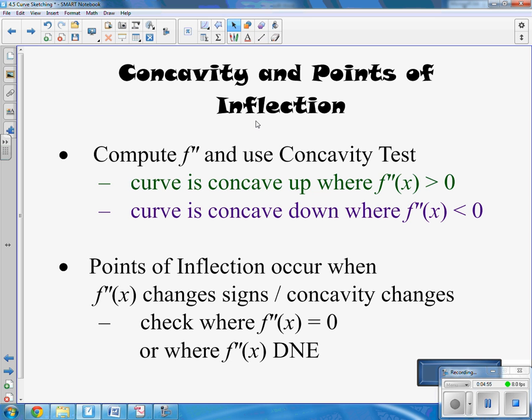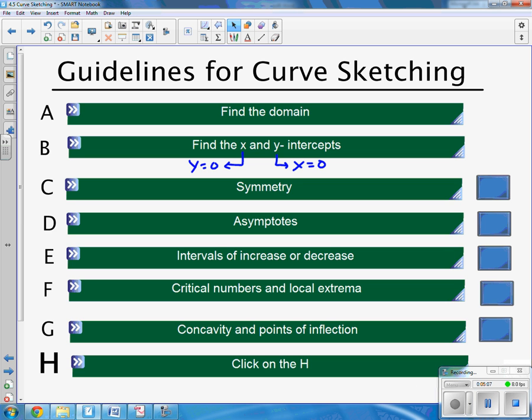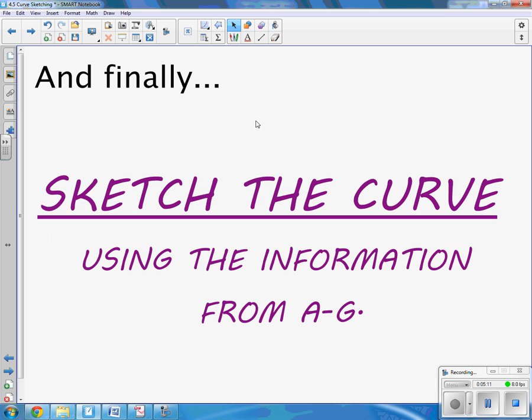Our points of inflection occur when the concavity changes sign, meaning the concavity changes. So we're going to find spots where the second derivative equals 0 or where it does not exist. Okay, so once we've done those parts, we are on part H here at the end. And this is where we're finally going to be able to sketch the curve using all of the information we collected in parts A through G.